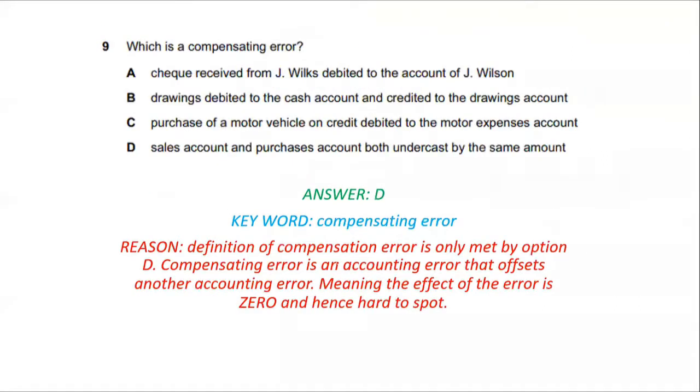Multiple choice number 9. Which is a compensating error? So there are different types of trial balance errors, like commission error, omission error, and a couple of others. The important thing here, I would assume, is that you know the definitions of these errors. If you don't know the definitions, you must read them, because this video is all about how to solve these problems by using educated guesses or the limited information that you might have, because I understand you may not be able to study everything for the exam.